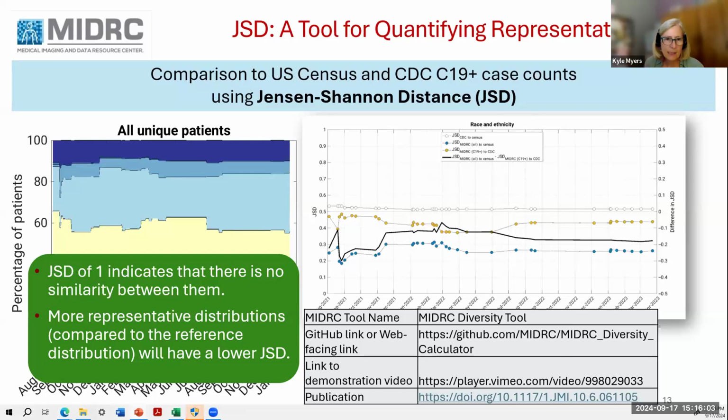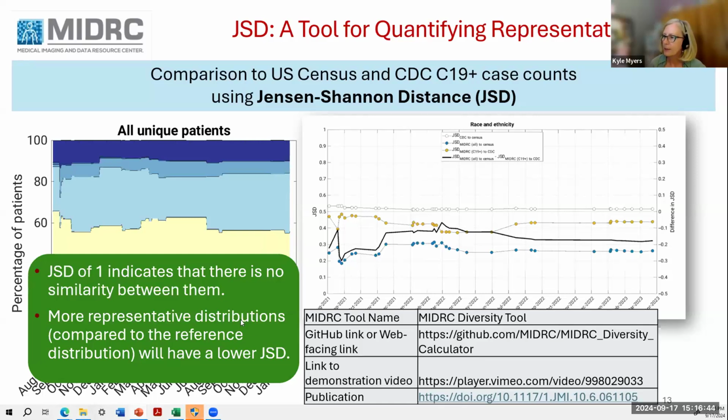One could be the MIDRC data set, the open data set, and one could be, for example, as shown here, US Census data, or another one might be CDC COVID positive case counts. This is the particular use case presented here, but the tool is more general than that. So if you are developing an algorithm for a particular use and a particular target population, you can use this tool to evaluate both your training and your testing data sets with respect to their similarity to the population that you intend to have your device work for, to have more confidence that your device will generalize to that population.